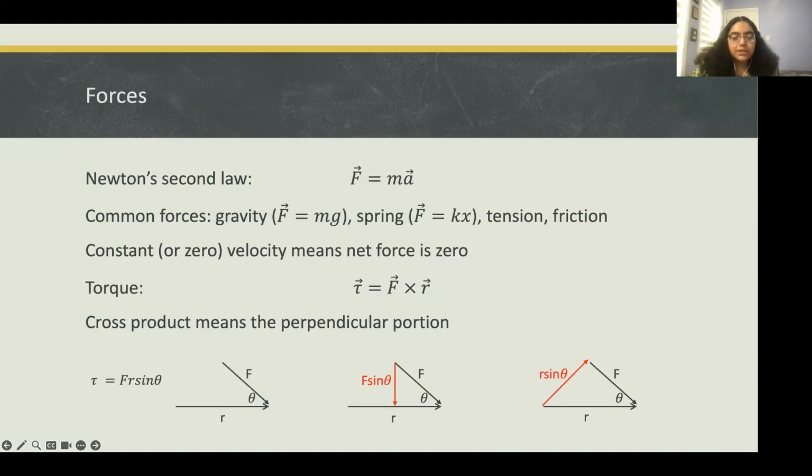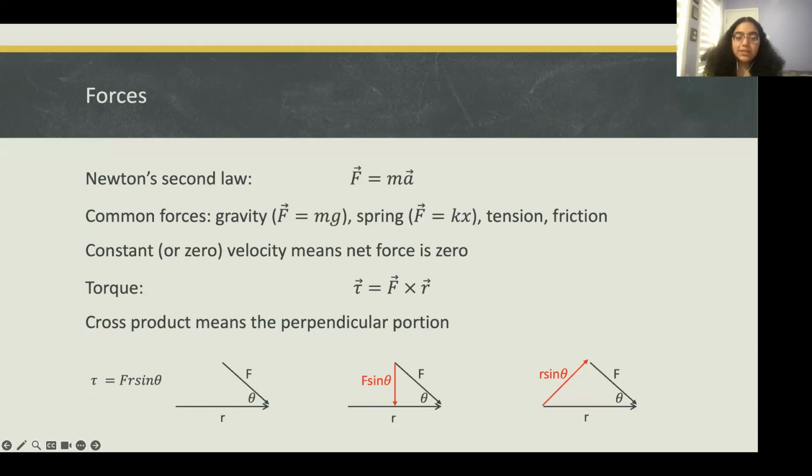In terms of forces, we have Newton's second law, F equals ma. F, force, and acceleration being the vectors there, so they have the arrow above. Common forces are gravity, which is mass times the gravitational acceleration, g. You also have the spring force, kx, so the spring constant times the displacement from the equilibrium position. Tension and friction. Friction, I think I talk about a little later.